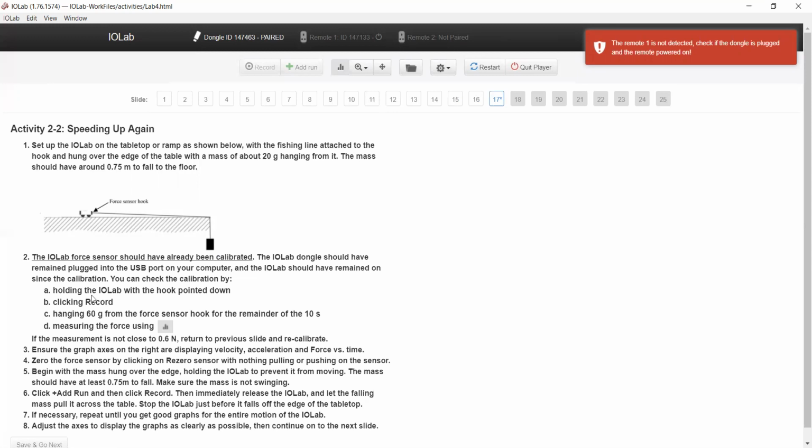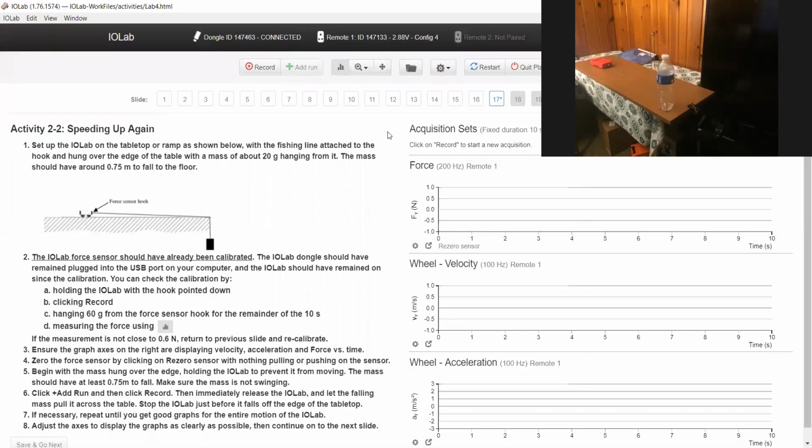If it doesn't read 0.6 Newton while doing calibration, you have to recalibrate the force sensor of the IOLab. Due to inactivity, it has gone off, so let me turn on the IOLab. Okay, I have made a setup like this figure. The force sensor is pointing towards the single wheel, the positive direction.